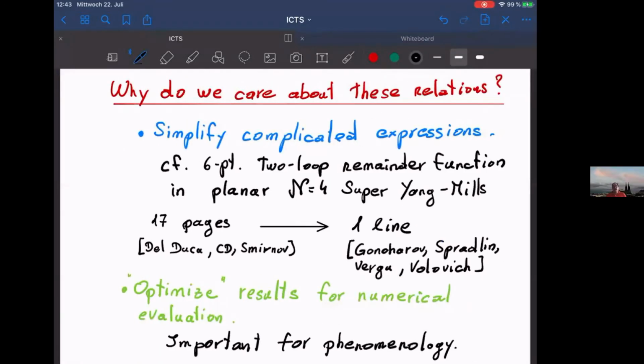So why do we care? Well, to give you an example, which is almost classic by now: if you compute the two-loop six-point remainder function in planar N=4 super Yang-Mills, if you don't know what the remainder function is, it's not so important, this is a two-loop six-point amplitude.